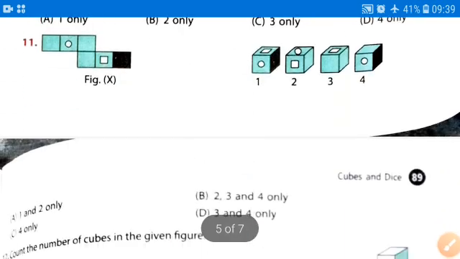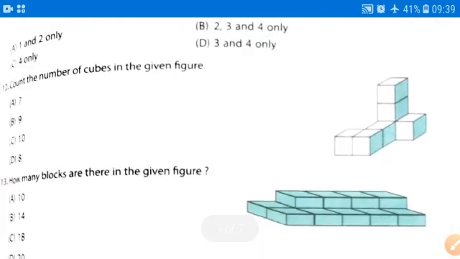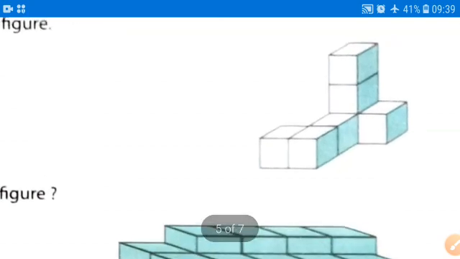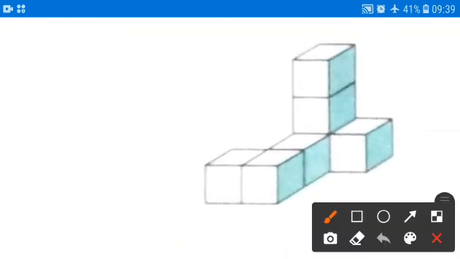Now moving further to question number 12. Count the number of cubes in the given figure. So we have to count the number of cubes in the given figure. First we will count layer wise. We will count it layer wise, so it will be very easy for us.